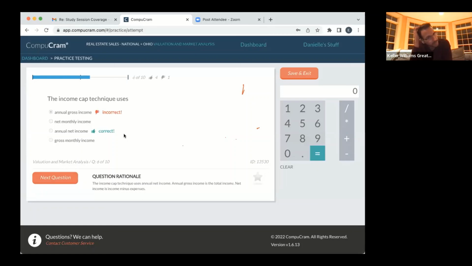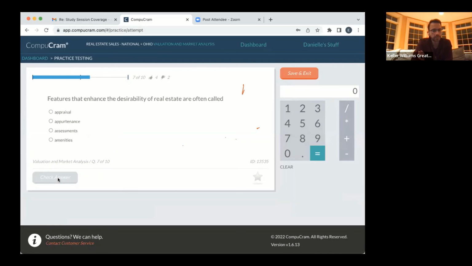Annual net income is actually it. The income cap technique uses annual net income. And annual gross income is the total income. Net income is the income minus expenses. So we just want net for the income cap. Cap, by the way, is capitalization rate, is what they're referring to. So they're going to use net income, not gross, because if we're looking for a capitalization rate, how much money we're making, we want to use net because gross doesn't mean very much, depending on what your expenses are.